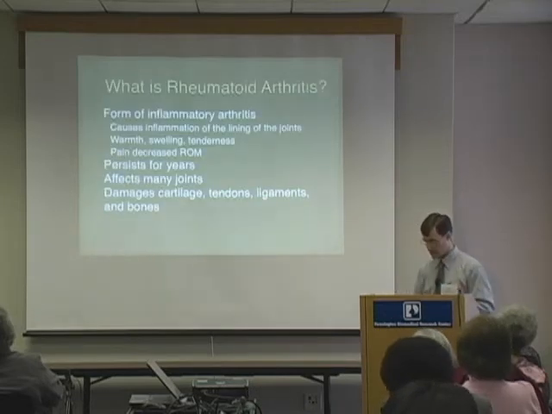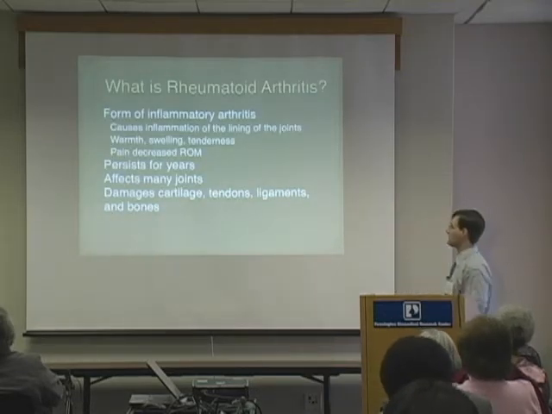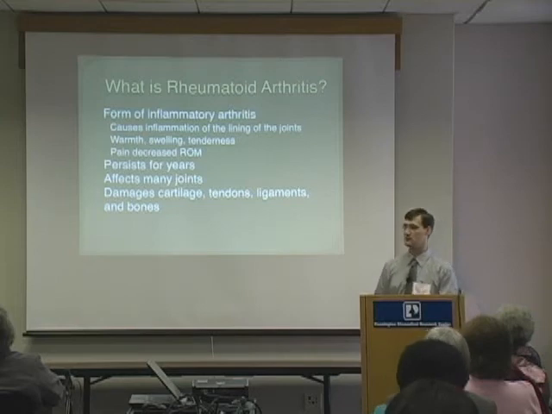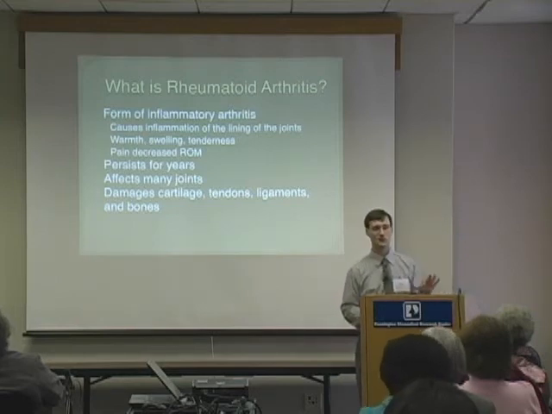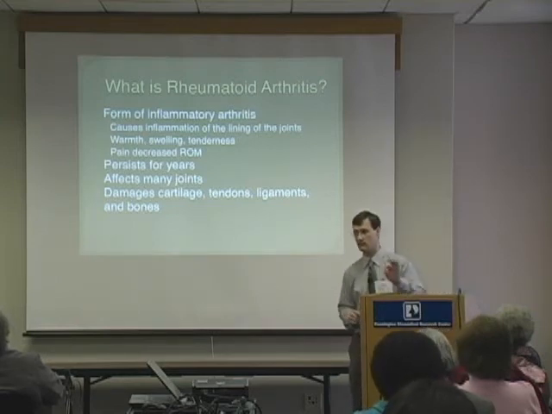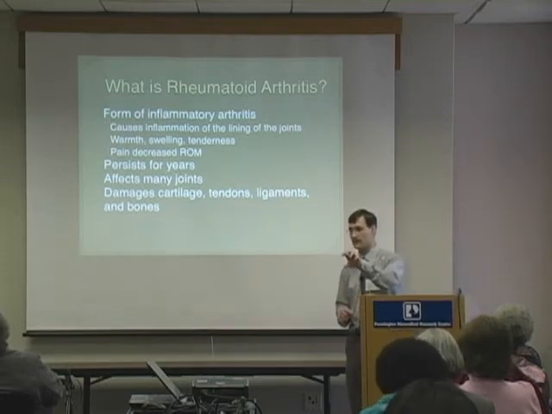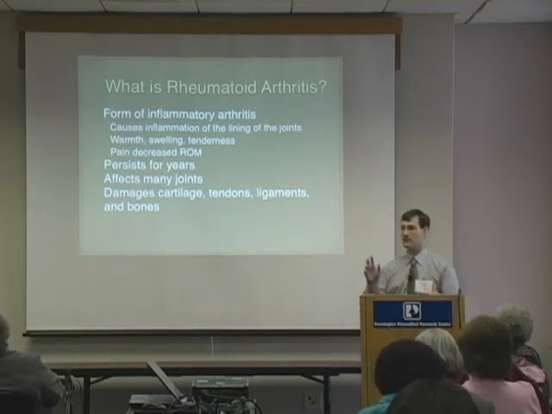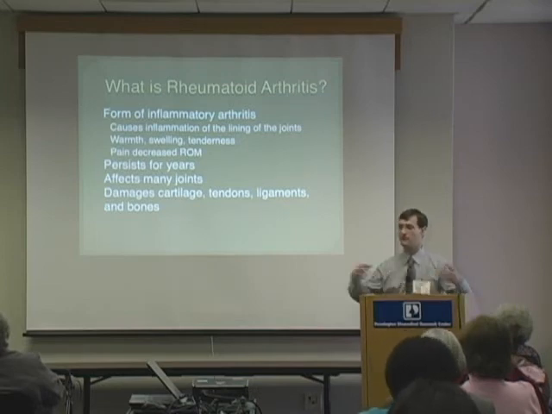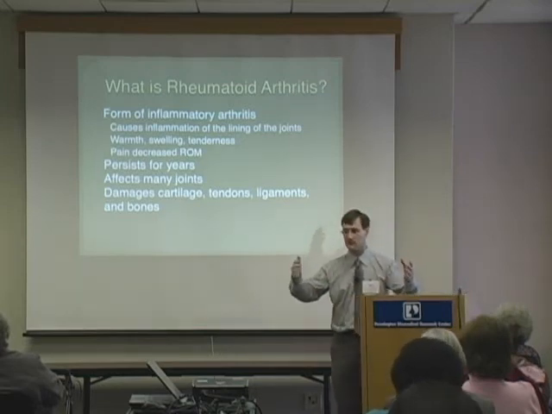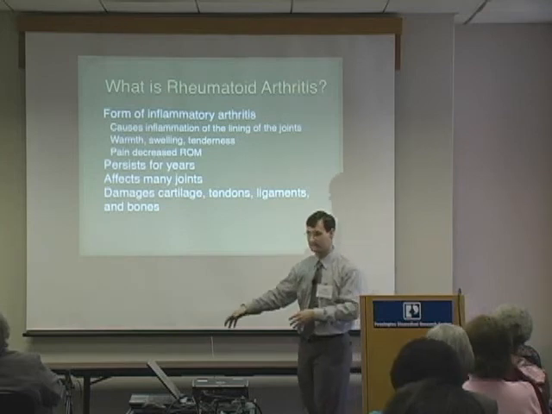Okay? Rheumatoid arthritis is an inflammatory arthritis. This type of arthritis is due to the immune system actually attacking your own joints. Your immune system, remember, is the part that protects you from viruses, bacteria, cancers. Typically, when you've got a virus or a bacteria, your immune system flares up, destroys that virus or bacteria, and then shuts itself off.